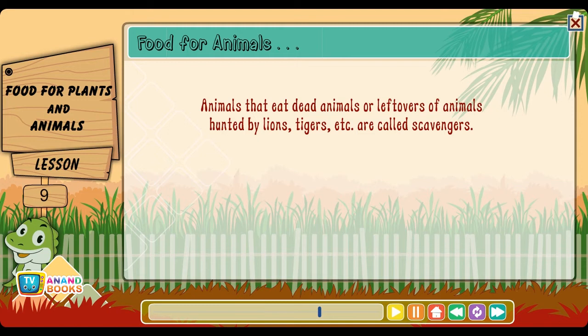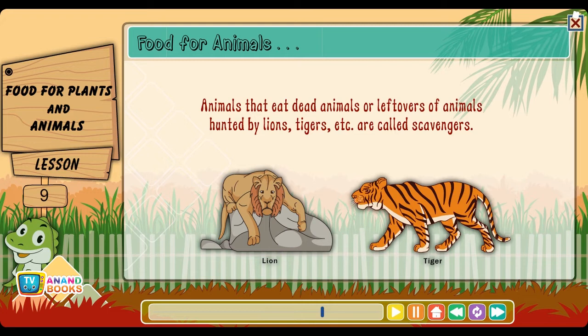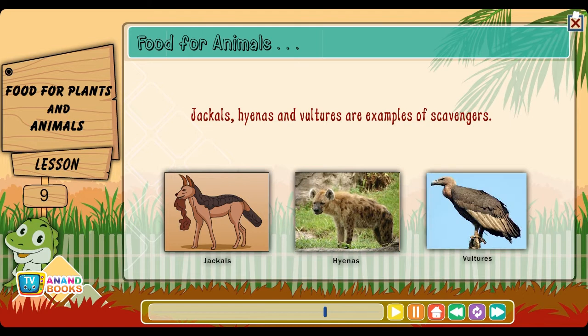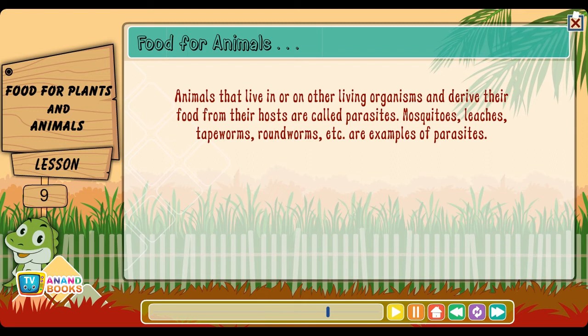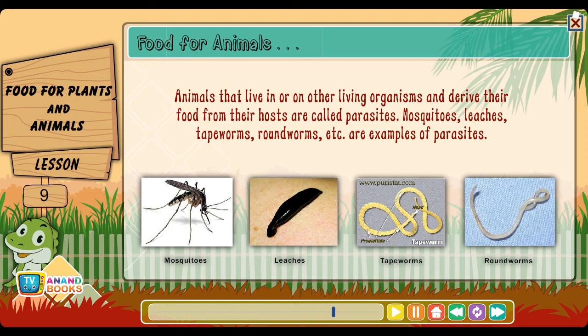Animals that eat dead animals or leftovers of animals hunted by lions, tigers, etc. are called scavengers. Jackals, hyenas and vultures are examples of scavengers. Animals that live in or on other living organisms and derive their food from their hosts are called parasites. Mosquitoes, leeches, tapeworms, roundworms, etc. are examples of parasites.